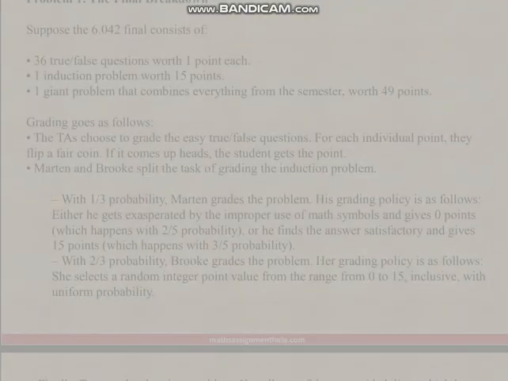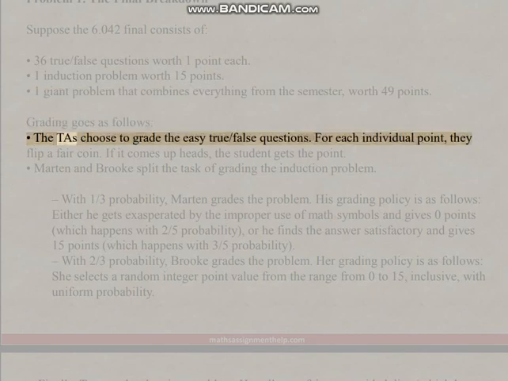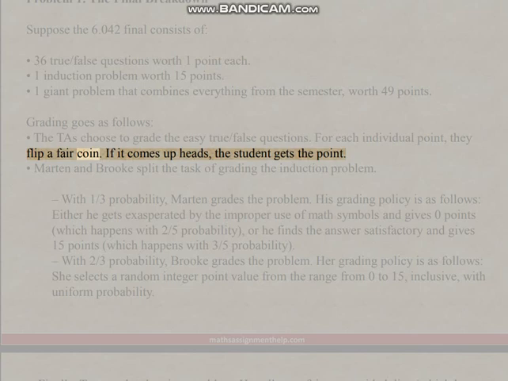Problem 1. The final breakdown. Suppose the 6.042 final consists of 36 true/false questions worth 1 point each, 1 induction problem worth 15 points, and 1 giant problem that combines everything from the semester worth 49 points. Grading goes as follows. The TAs choose to grade the easy true/false questions. For each individual point, they flip a fair coin. If it comes up heads, the student gets the point.